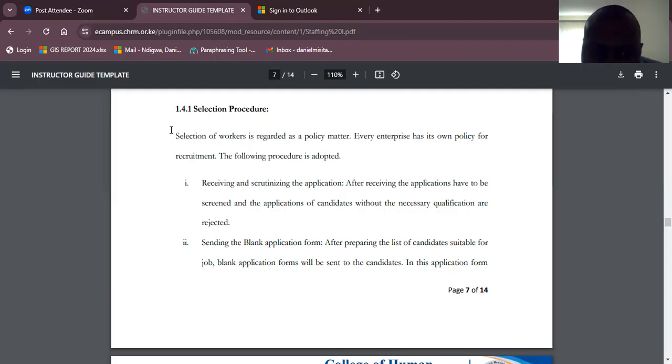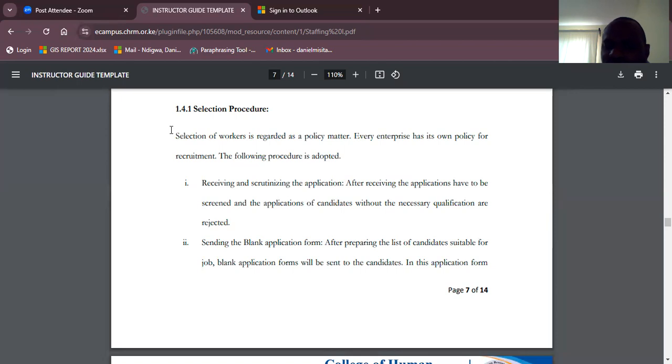Number one is to receive and scrutinize the application. So you need to receive first the application and scrutinize it. After receiving the applications and screening them, the applicants or candidates without the necessary qualifications are rejected. So we have what is called the minimum qualification. If somebody does not have the minimum qualification, then those candidates are automatically rejected.